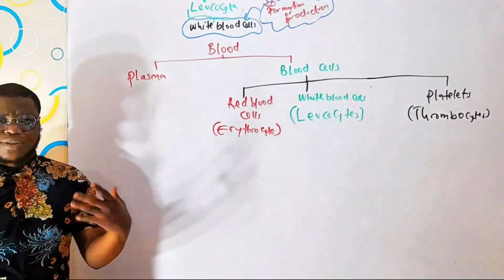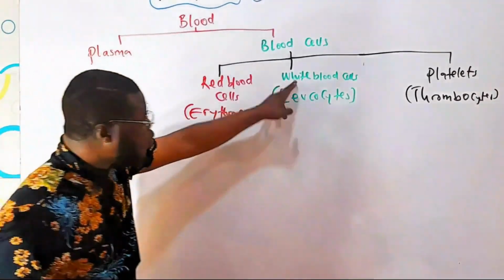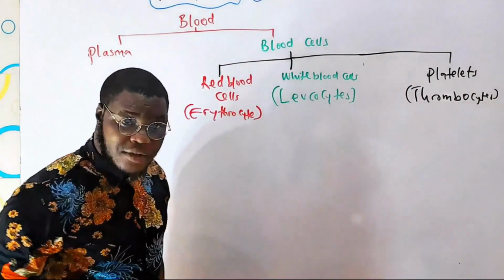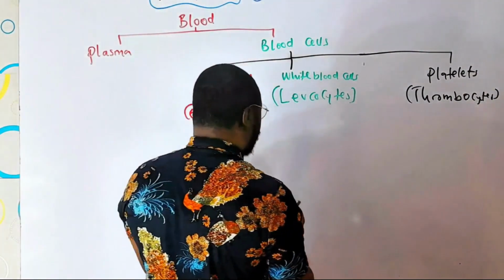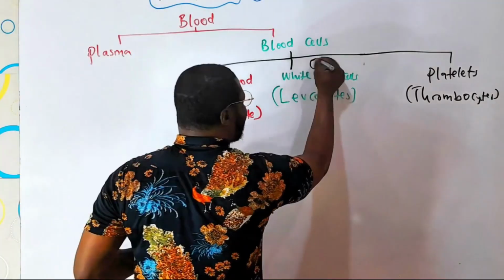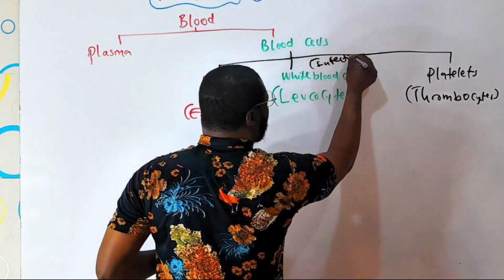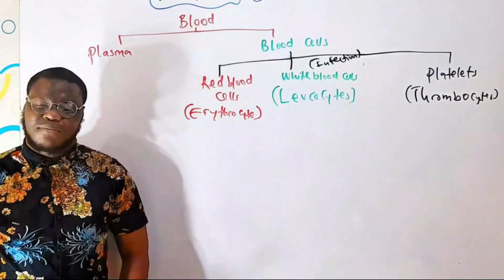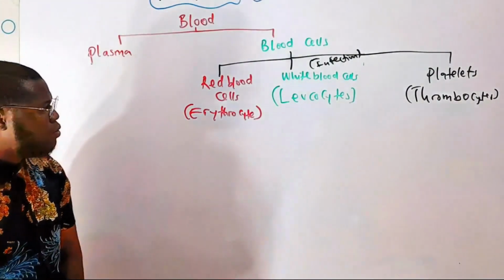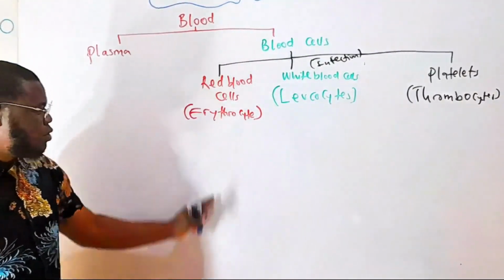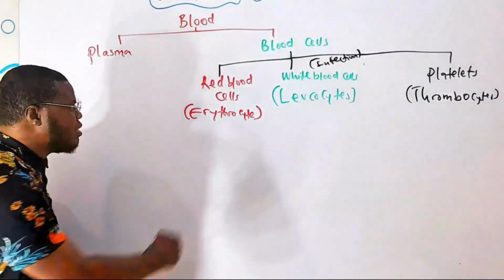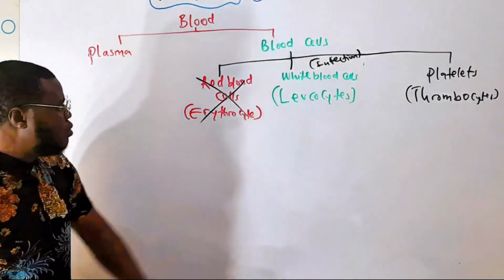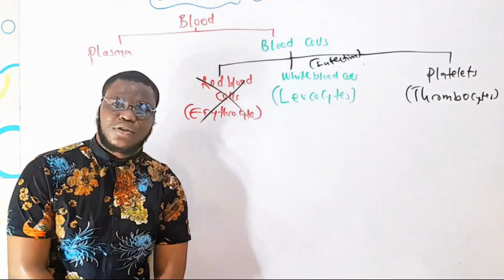Cool. Now, what I want you to understand is that the main function of these white blood cells is to fight infection. So when you get sick, that is when they get into action most of the time. We've talked about red blood cells in detail, so nothing to say about them for now. The one we are dwelling on is the white blood cells.